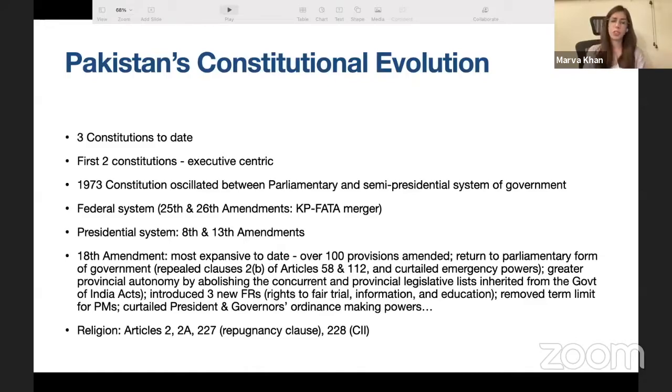One thing that has remained consistent throughout the history of at least the 73 Constitution is the role of religion, essentially.